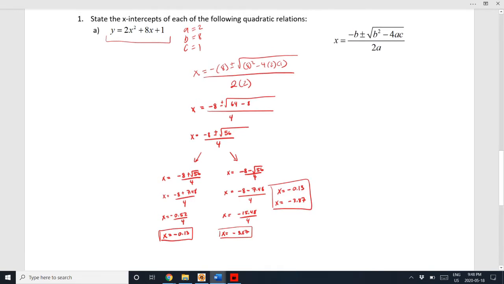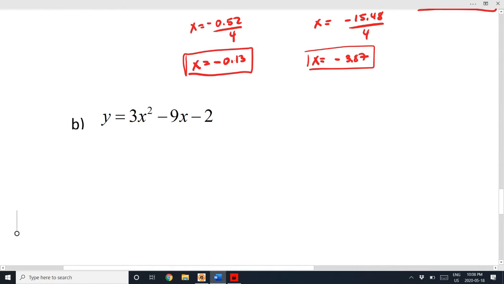So there's the quadratic formula. Let's try a few more examples just so you can get it down. Okay, so let's look at our equation here: y is equal to 3x squared minus 9x minus 2. And let's see if we can factor this to solve for what our x's are.